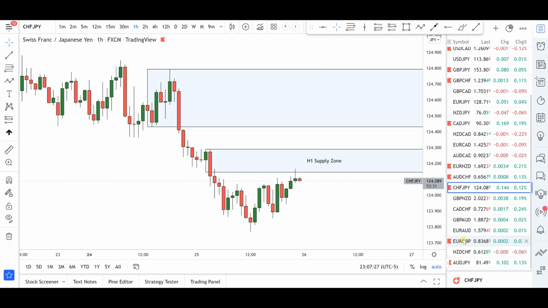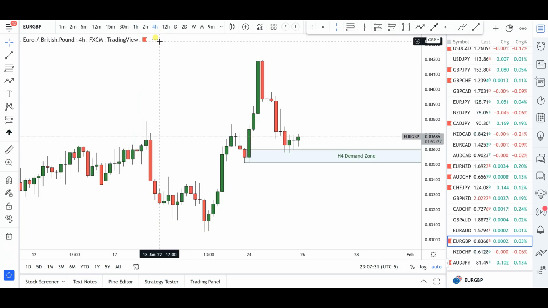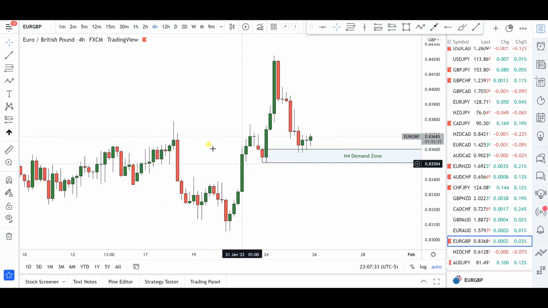Next up is going to be Euro pounds. Okay, now for Euro pounds, in the 4 hours time frame, as you can see here, we have clearly a nice demand zone in here. Okay, you can see the clear break of this particular level of resistance on our chart, this level of structure that created this demand zone in the 4 hours time frame.